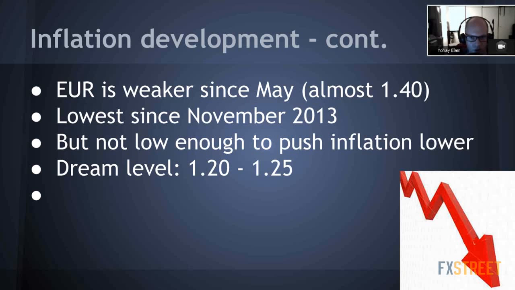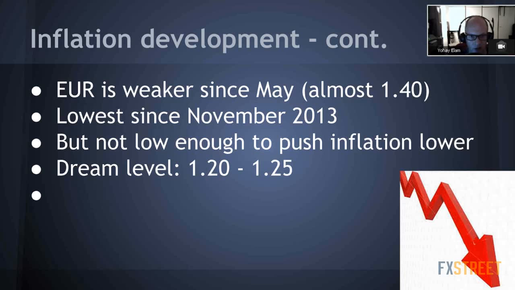Basically, the euro is weaker since May. It reached almost 140. It's currently at the lowest level since November 2013, but not low enough to push inflation higher. The dream level for the European Central Bank would be somewhere between 120 and 125. I don't think this will happen soon. But at these levels, inflation would be higher and exports would be more competitive.